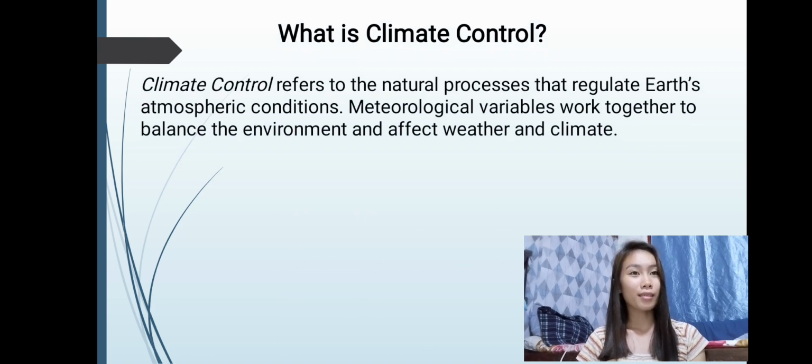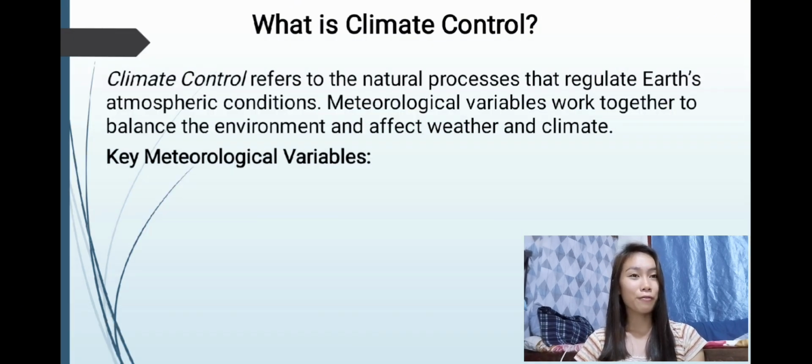Climate control is a process that naturally regulates the conditions in our atmosphere. It involves different meteorological variables like temperature, air pressure, humidity, wind, and precipitation, which constantly interact with one another to maintain balance in our environment.